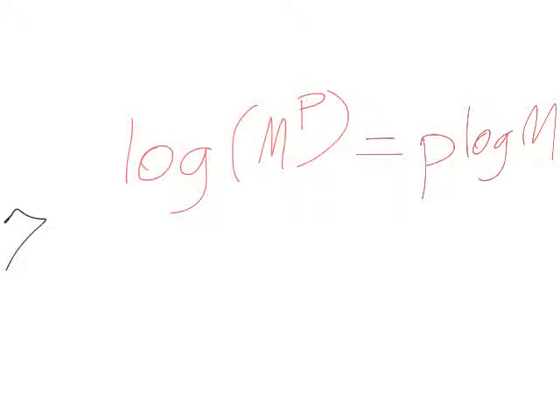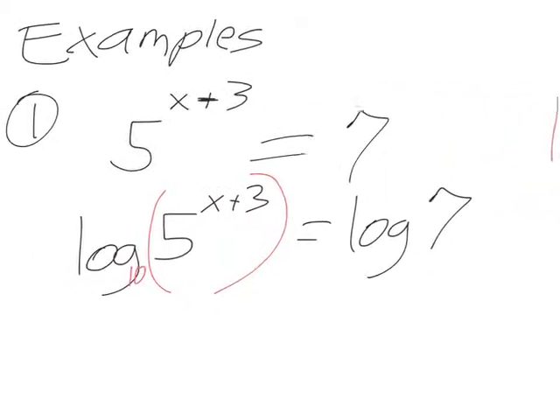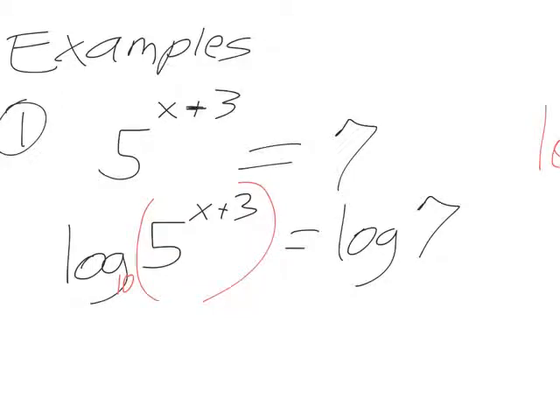So we can pull that power down in front using the power property, and that's what we're going to do here. Now applying the power property to just this part right here, what we'll see happen is the x plus 3 comes down.